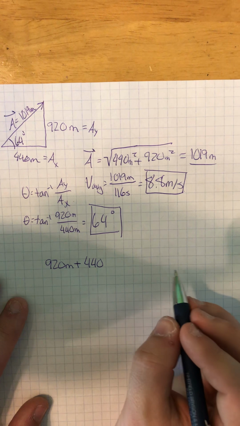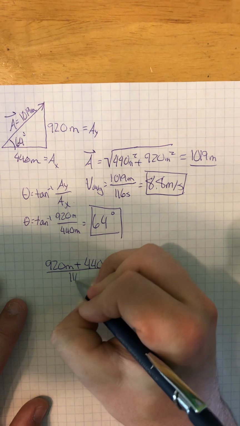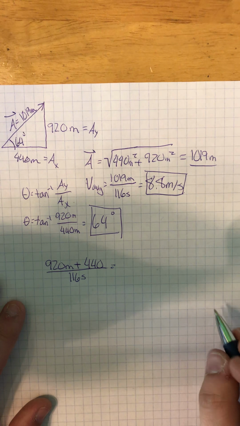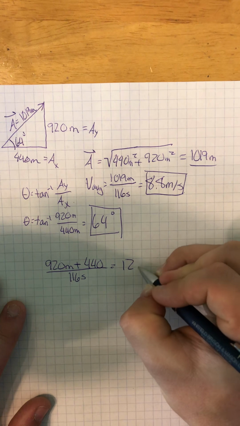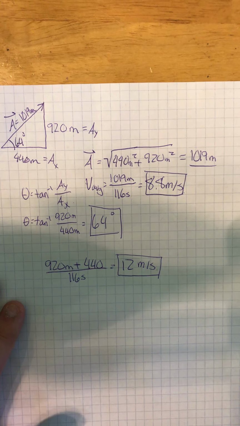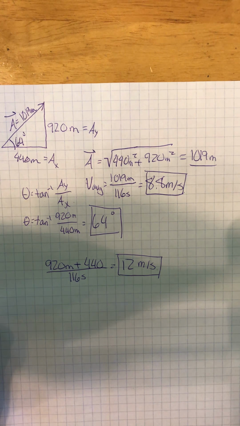And then in order to get the speed, we have to divide that by the time, which is 116 seconds. This gives us an average speed of 12 meters per second. That 12 meters per second is after rounding, of course. And that is all of problem 3.